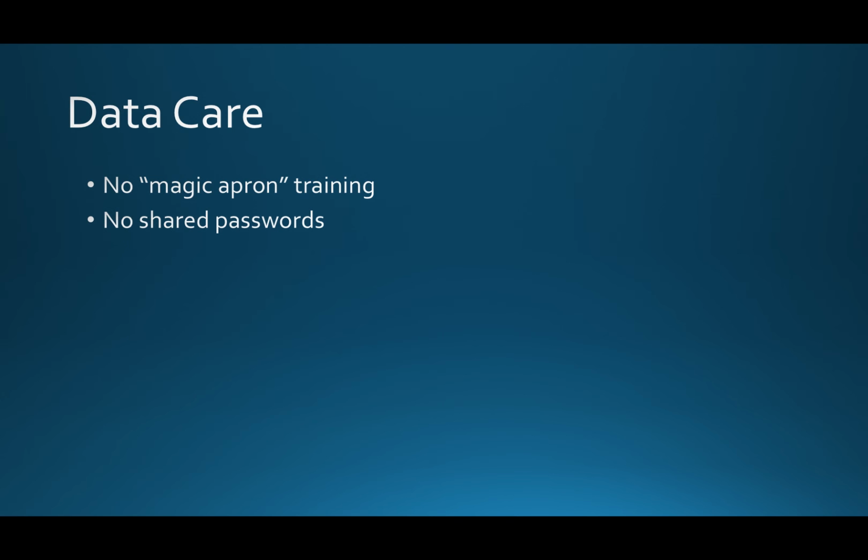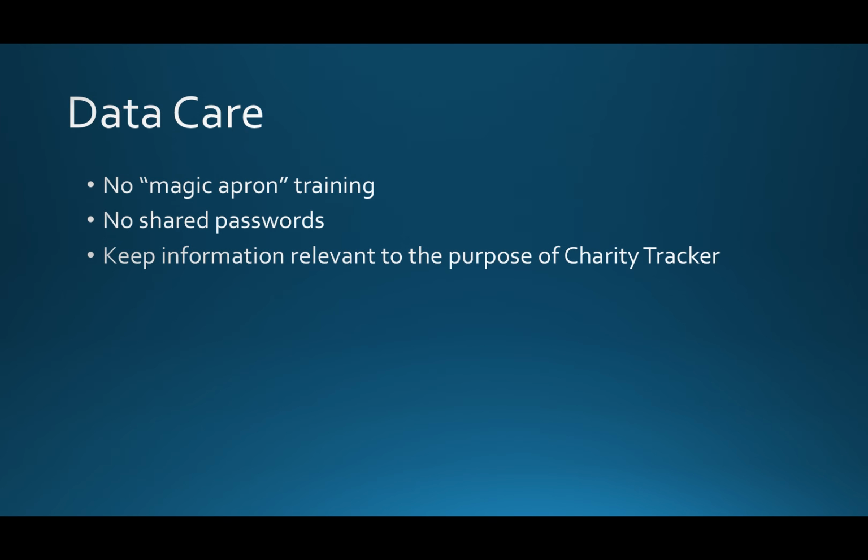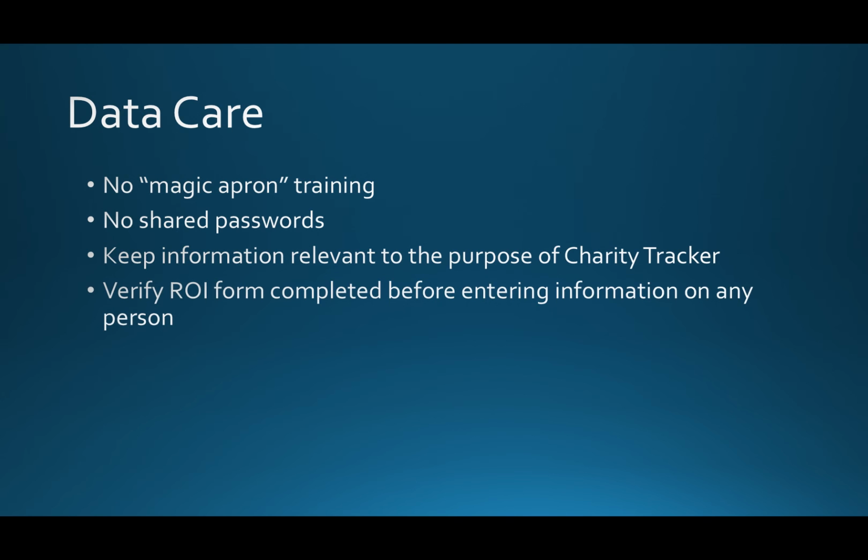So, it's one password per person that's using Charity Tracker. Keep information relevant to the purpose of Charity Tracker. Try not to bunny trail on your narrative notes section where you're suddenly dealing with information that really doesn't have any bearing for how to help that person or empower others to help that person.